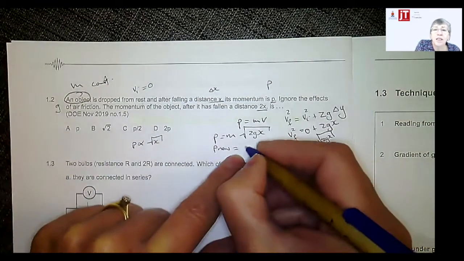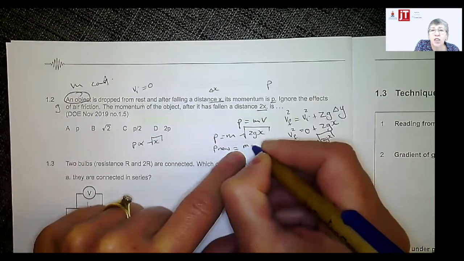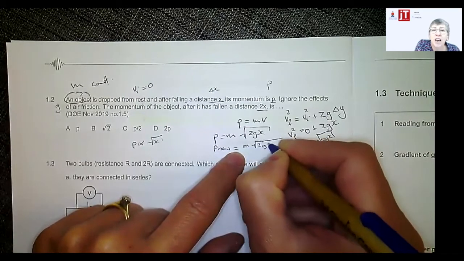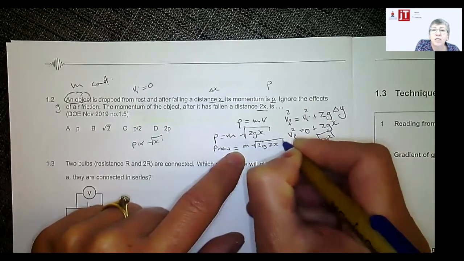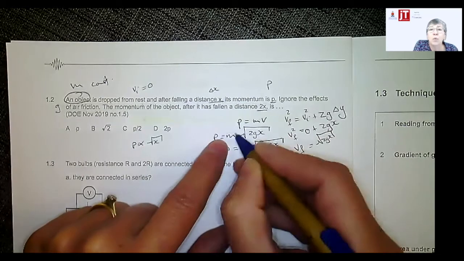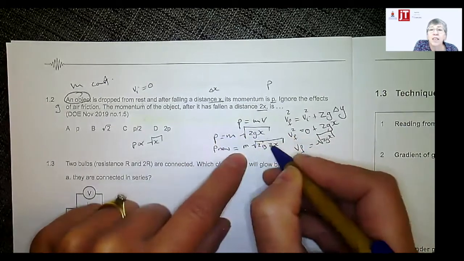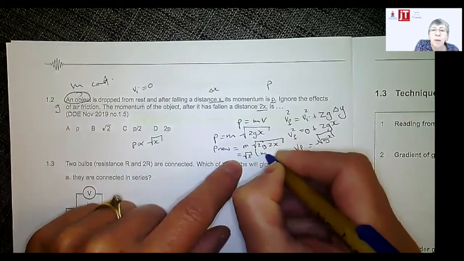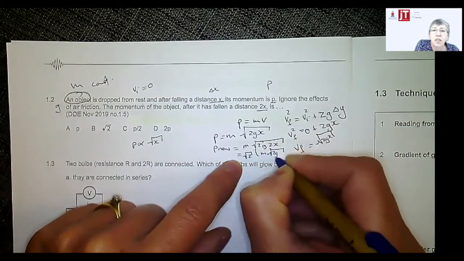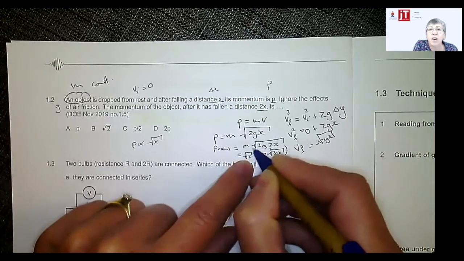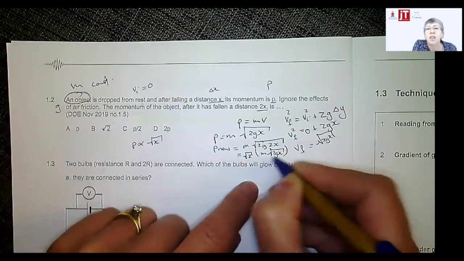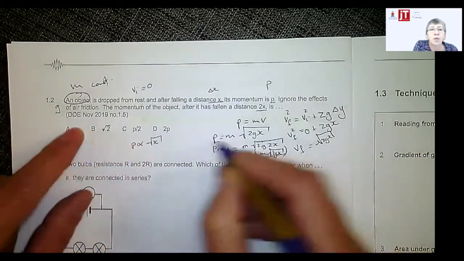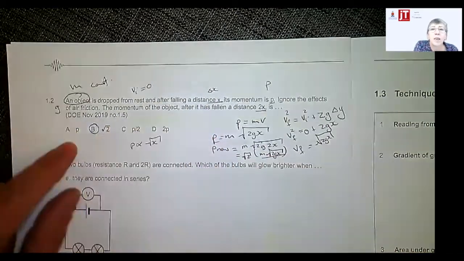Or you could have done it this way and said m hasn't changed, 2 hasn't changed, g hasn't changed, but there I've got 2x over there. And I have to remove what isn't in my original one, and that is that 2. So this becomes square root of 2 and then m square root 2g delta x. Okay, and obviously it's square root of 2 times the original momentum. So the answer will be B.